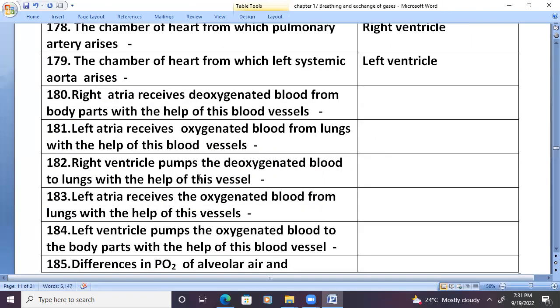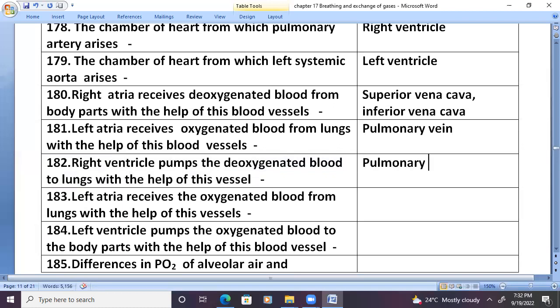The right atrium receives deoxygenated blood from body parts with the help of the superior vena cava and inferior vena cava: the superior vena cava from the upper portion of the body, the inferior from the lower portion. The left atrium receives oxygenated blood from the lungs with the help of the pulmonary vein. The right ventricle pumps deoxygenated blood to the lungs with the help of the pulmonary artery.